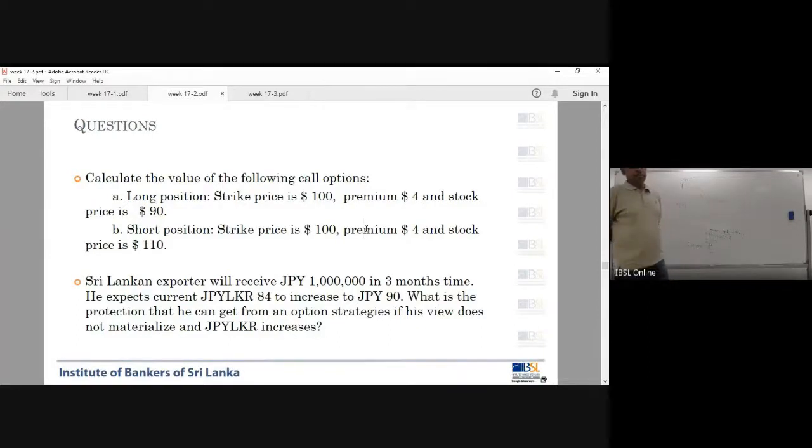Right, so the Sri Lankan exporter is expected to receive 1 million yen in 3 months. Since he's an exporter, he will receive yen, which he needs to convert into rupees. So the higher the yen rupee rate, the better. He will benefit because he gets more rupees when the rate increases. The yen rupee rate is currently 84. It is expected to go up to 90. So that is going to be in his favor.